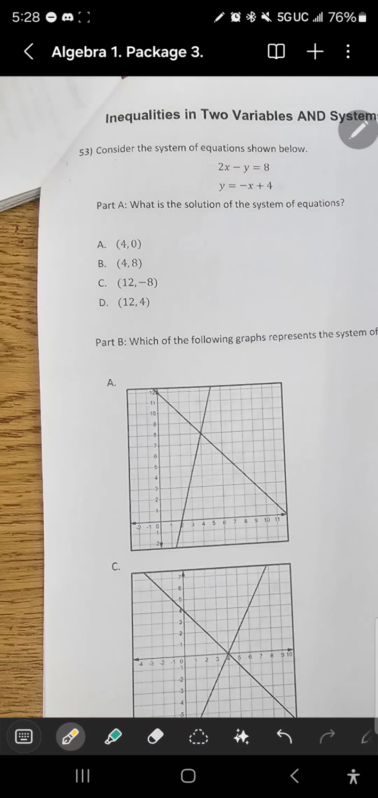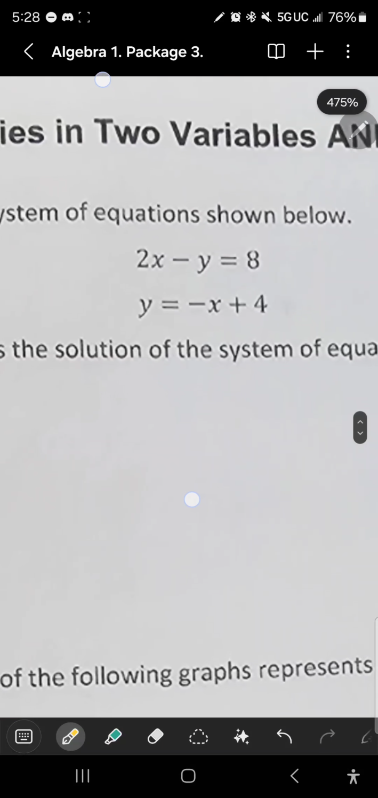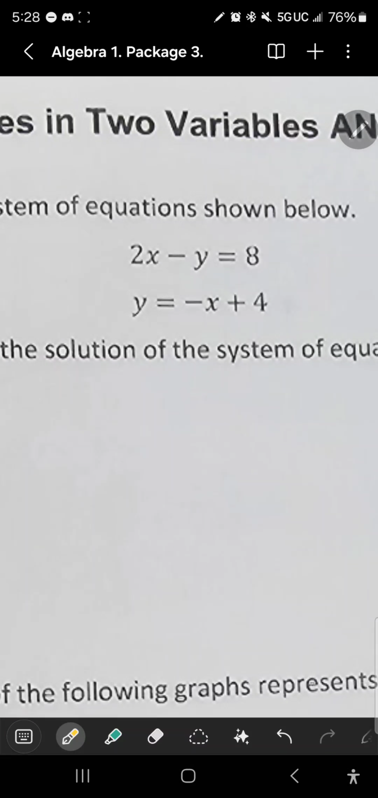Now, consider a system of equations shown below. What is the solution of the system of equations? So now, let's just continue what we were doing from before. We want to cancel out the equations, so I could add them. Something important is that when we are adding equations, we add the left side with the left side and the right side with the right side. So 2x plus y is gonna be like 2x.